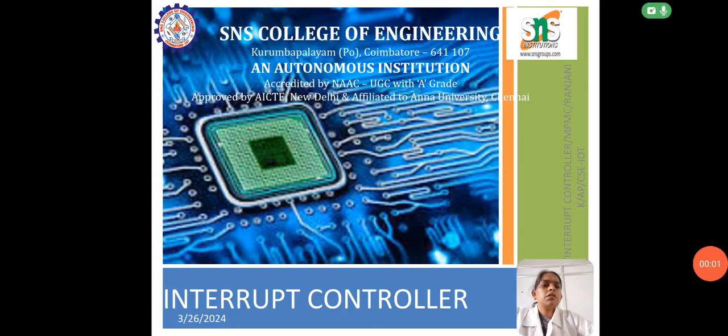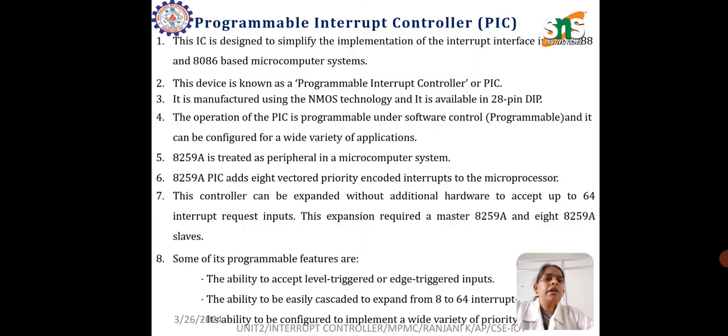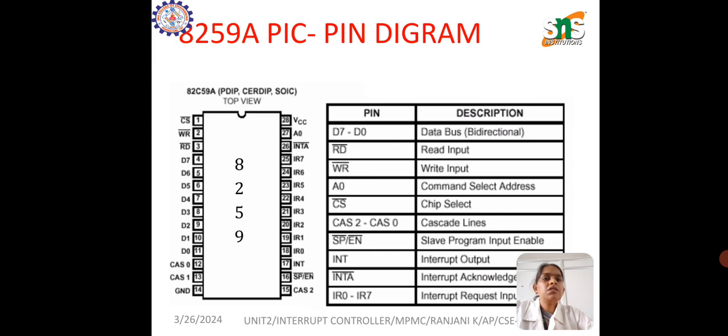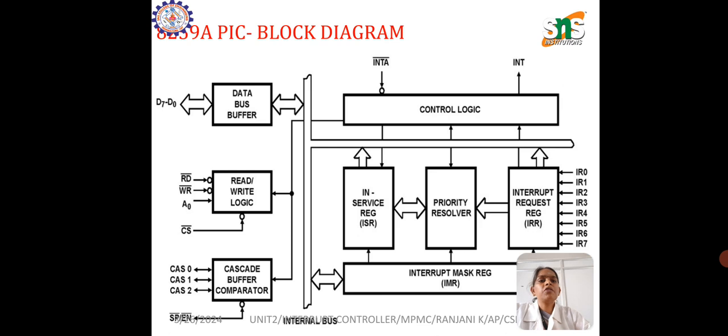Good morning, students. In the previous class, we discussed what an interrupt controller is, what interrupts are, and how it is connected with the processor, along with its specification and pin diagram in detail. Today, we are going to see the block diagram of the 8259 PIC.